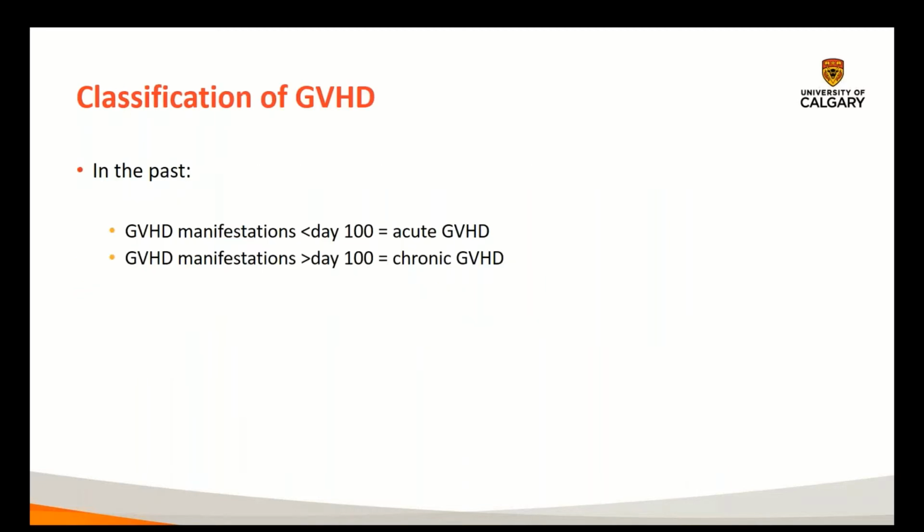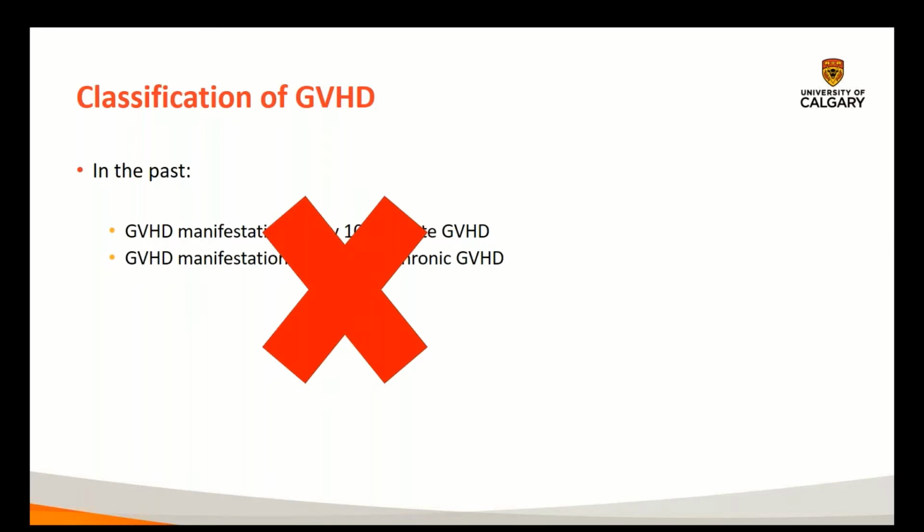So in the past, as you might know, there was a fairly simple classification system for graft versus host disease. Any manifestations of graft versus host disease before day 100 were known as acute graft versus host disease, and any manifestations occurring after day 100 were called chronic graft versus host disease. And this is no longer the case.